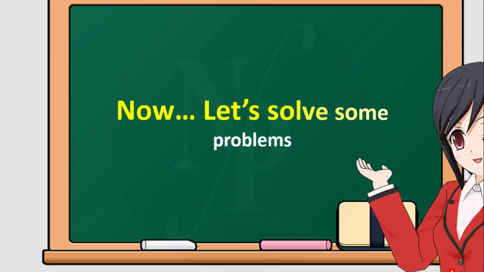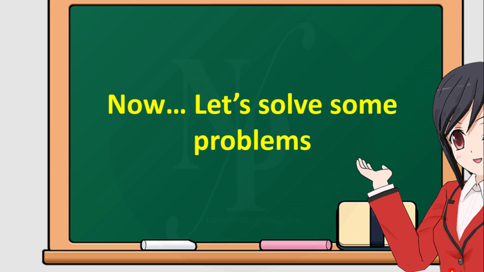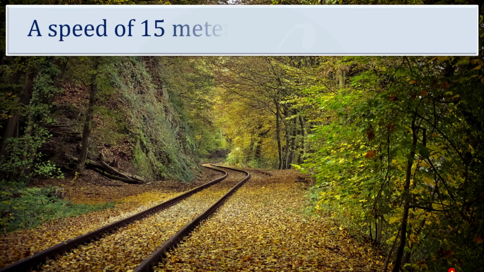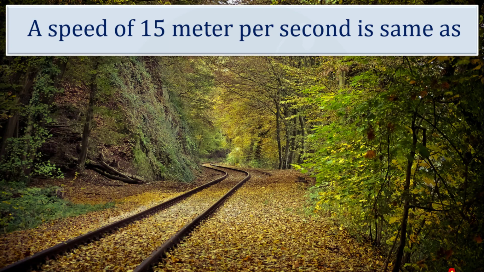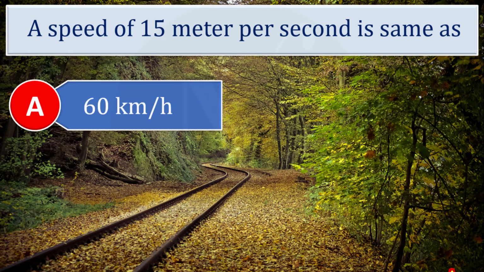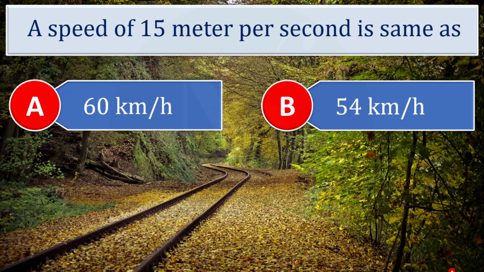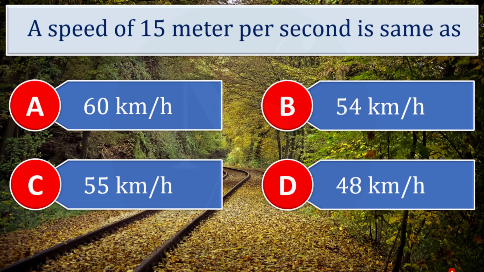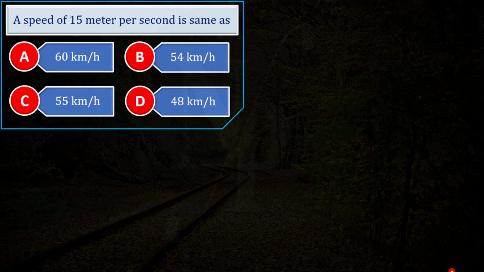Now let us solve some problems on distance, time and speed. Question number 1. A speed of 15 meter per second is same as 60 km per hour, 54 km per hour, 55 km per hour, 48 km per hour. Here the speed is given in meter per second, and we should convert it into kilometer per hour, for which we need the conversion factor. 1 meter per second is equal to 18 by 5 kilometer per hour.